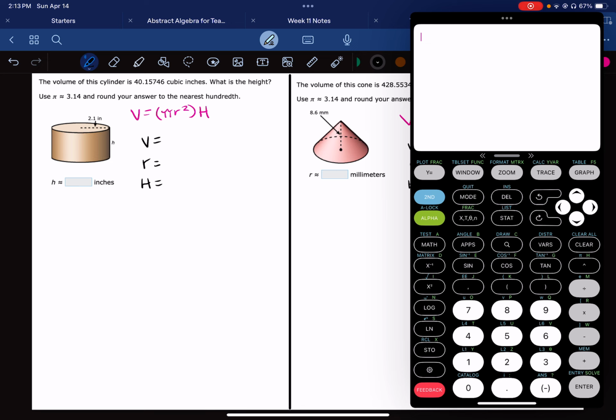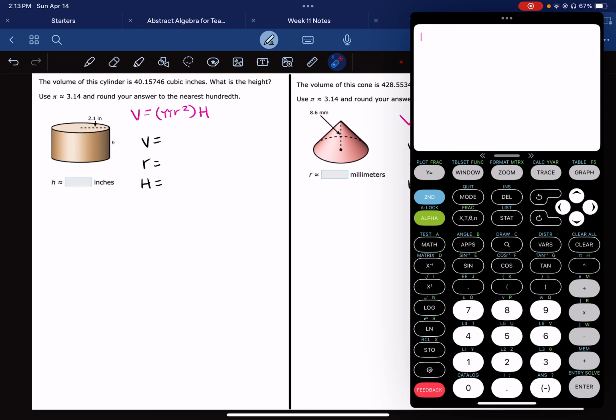Since we are given that this is a cylinder and we know volume, the formula that we're going to use is the volume formula for a cylinder, which I already wrote in pink right under the problem. V equals, in parentheses, the area of the base, which is a circle, so pi r squared, times the height of that cylinder. In our formula, the three unknowns that we have are the volume, the radius, and the height of the cylinder. The pi is just going to be 3.14.